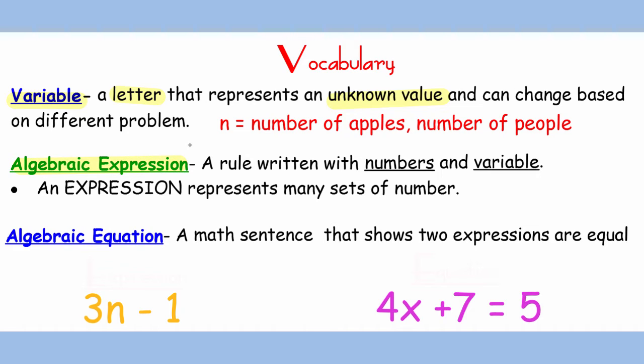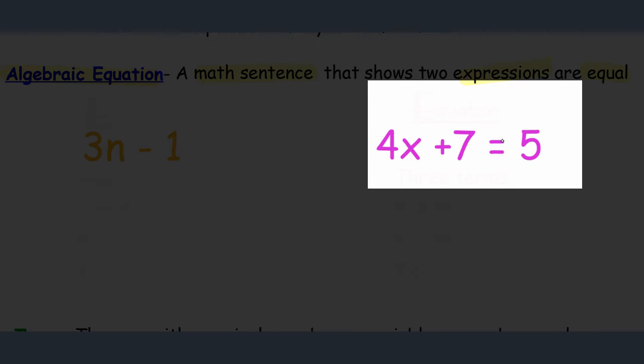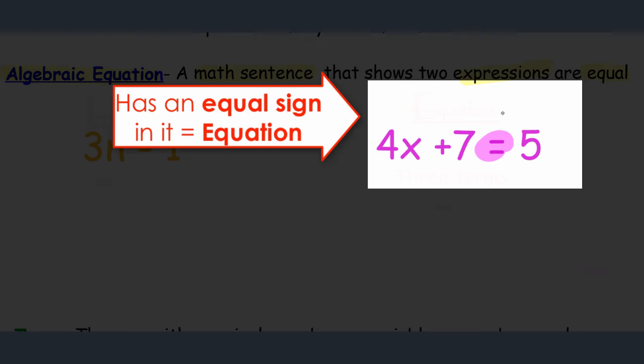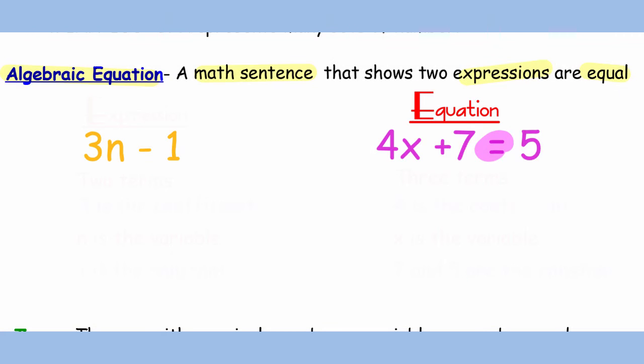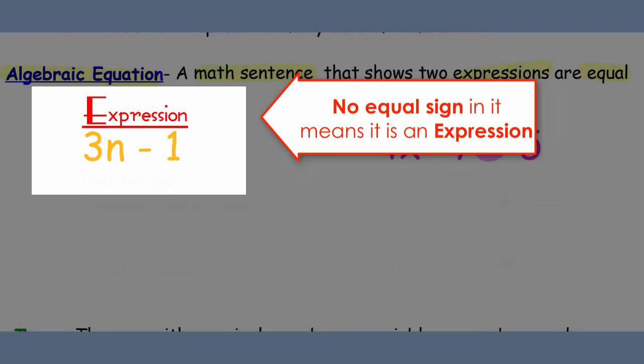An algebraic expression is a rule that we write with numbers and variables, and it normally represents many sets of numbers. An algebraic equation is a number sentence that shows that two expressions are equal. Now let's take a look at the examples below. 3n minus 1 versus 4x plus 7 equals 5. Notice how on the 4x plus 7 there's an equal sign right here that makes this an equation. And with the 3n minus 1, since there's no equal sign, this will be called an expression.